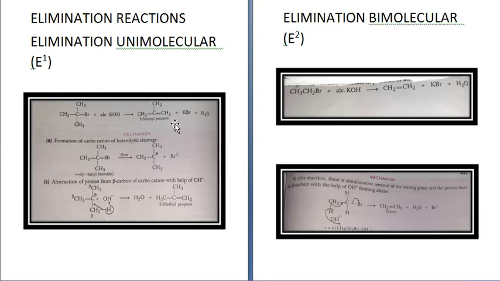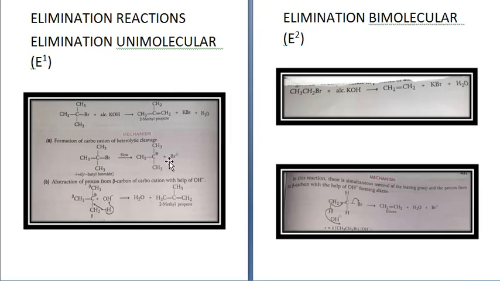alkene. What is the mechanism? First, formation of carbocation by heterolytic cleavage. So what happens? Tertiary butyl bromide gets converted into carbocation plus Br minus. This is a slow reaction.